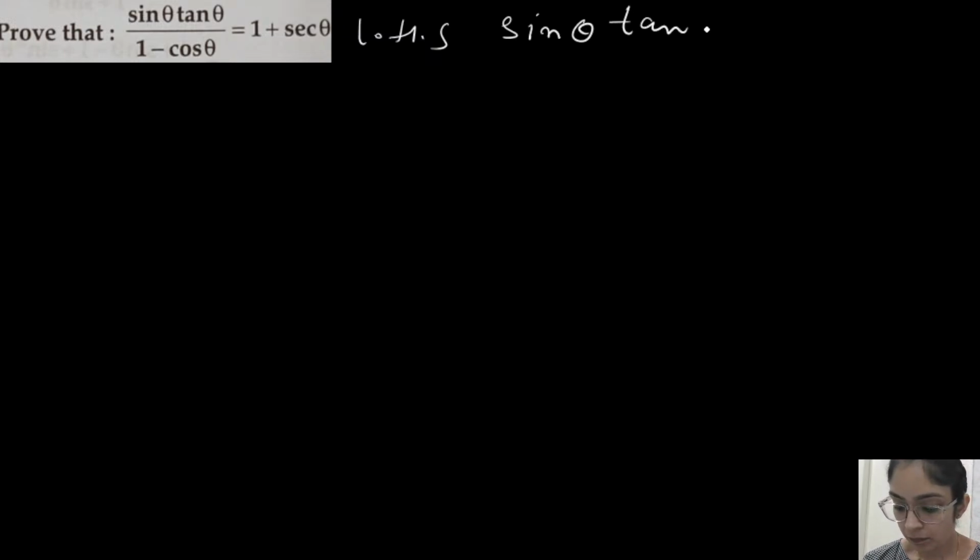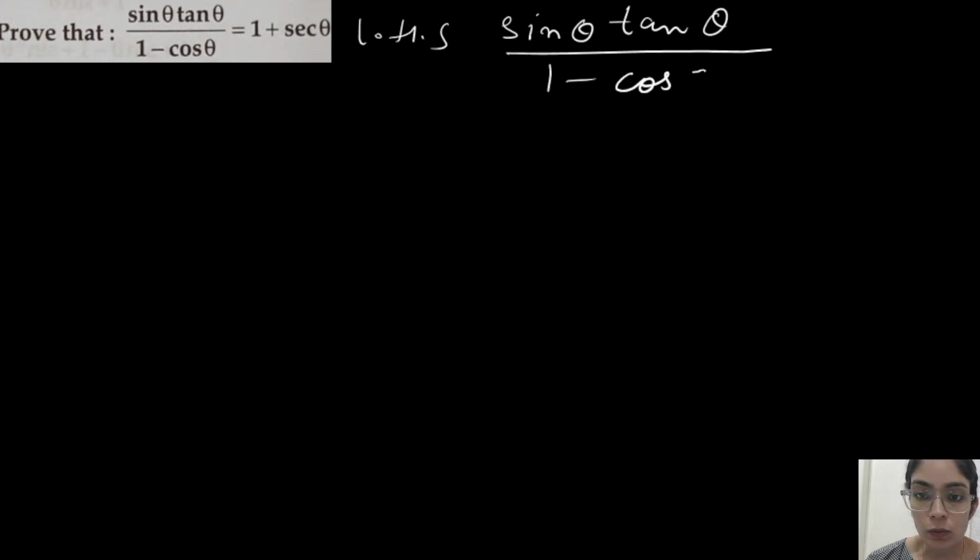Okay, so I am going to start with the left hand side. The left hand side of this one is sin theta into tan theta by 1 minus cos theta. Now you also have to look at the right hand side. The right hand side is 1 plus secant theta. So accordingly we have to start working out here. What can we do? How can we start this question?